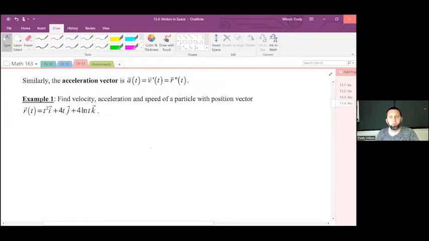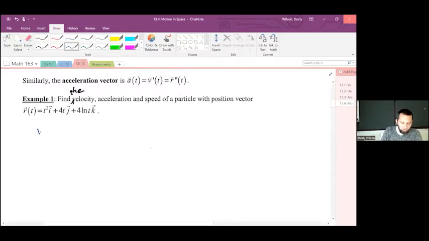Find velocity, acceleration, and speed of a particle with position vector r of t equal to t squared i plus 4t j plus 4 ln t k. And there's a slight typo here; this would be: find the velocity, acceleration, and speed of a particle with position vector given. So the solution is not that difficult.